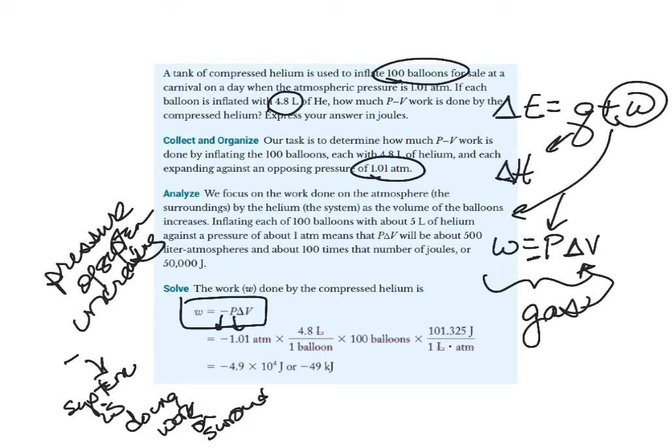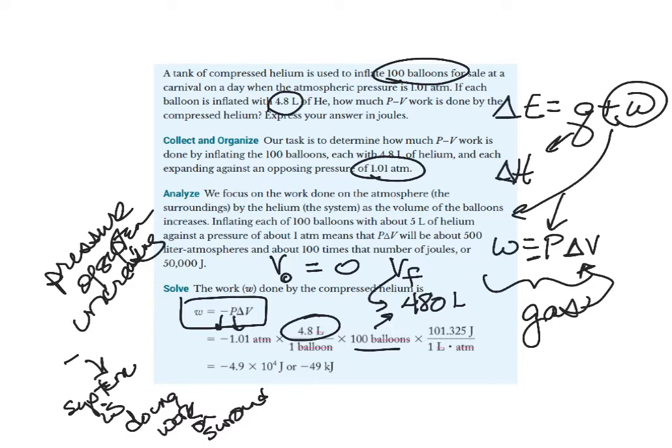So the original volume is 0 because we didn't have anything, right? Okay, so the final volume, which is what we're trying to find out once all those balloons are inflated, there are 4.8 liters for each balloon. There are 100 balloons. And so that tells us that there are, if I can multiply, 480 liters, and that is our final volume.